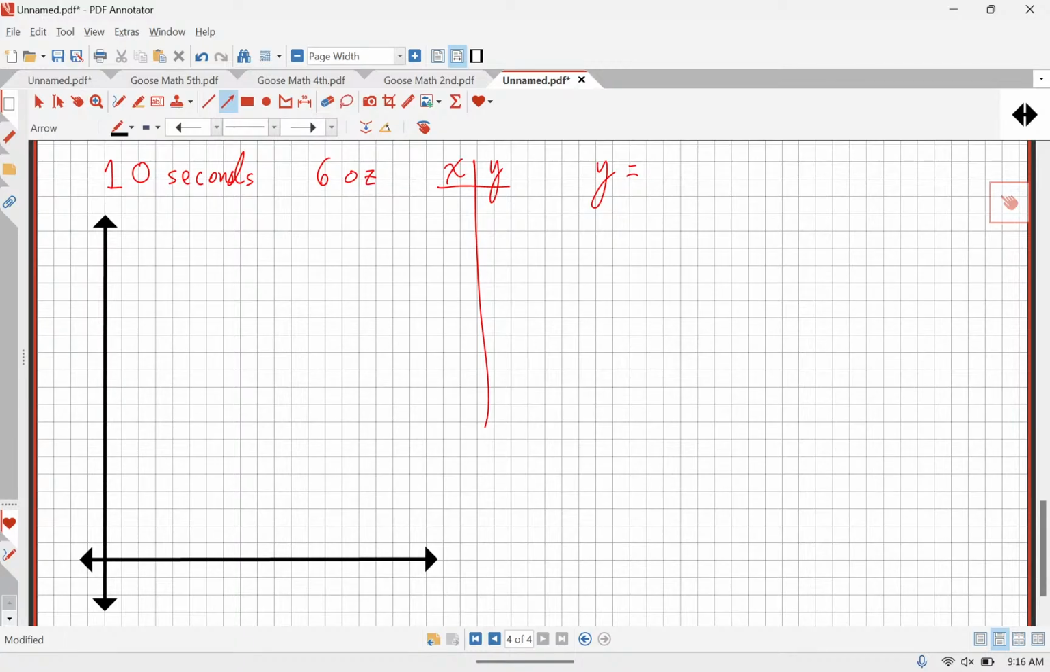Wait, will it be marked wrong if I put a decimal on my skill check? Yes. Because I need it as a fraction, and you're going to see why shortly. Trust me, you want it as a fraction.